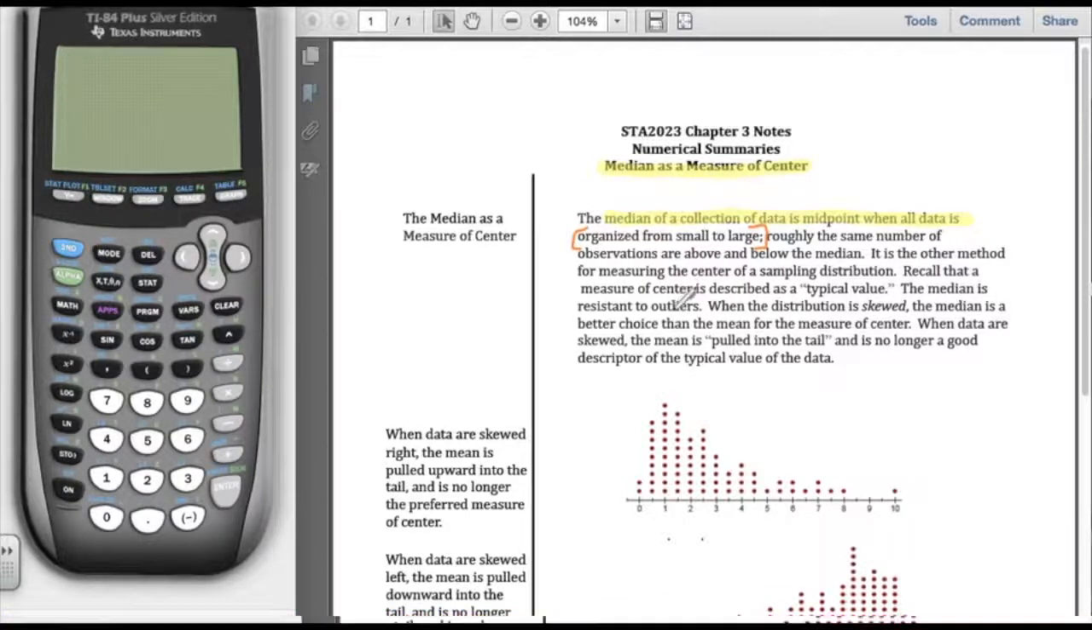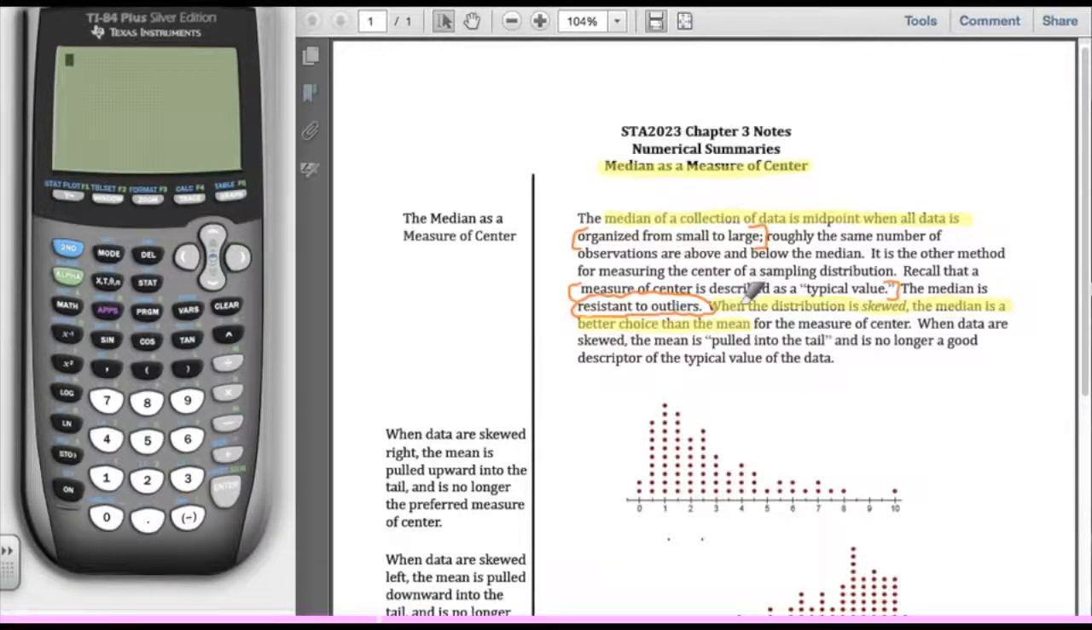And recall that a measure of center refers to the typical value. If you had one number to pick to describe what's going on, that would be your center. And it can either be the mean or the median for numerical data. We pick the median with skewed data because the median is resistant to outliers. And when the distribution is skewed, either left or right, the median is a better choice than the mean.